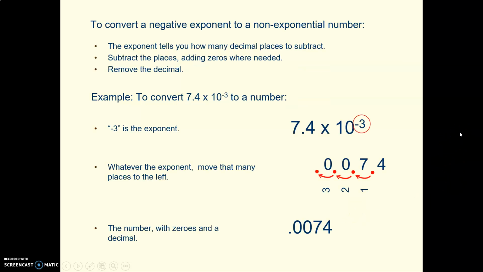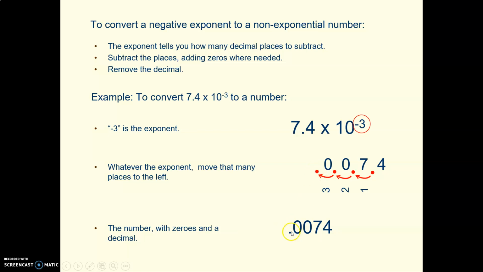Now what if you have a minus number in your exponent? Let's say you have 7.4 times 10 to the minus third. 7.4, there's a decimal point, times 10 to the minus third, so we're going to be counting backwards. We're going to be counting to the left. So here's 7.4, there's our decimal point, and now we'll count. It's 10 to the minus third, so we'll count 3 places to the left. 1, 2, 3.